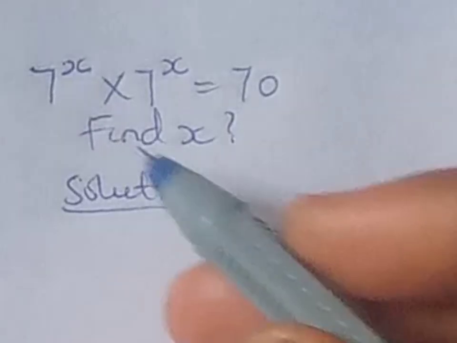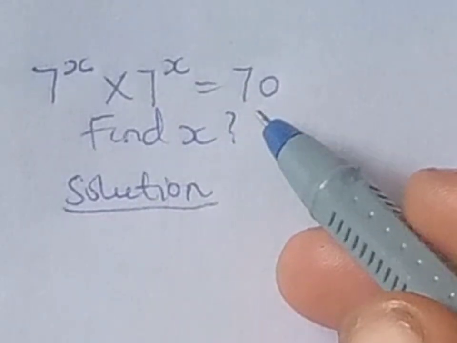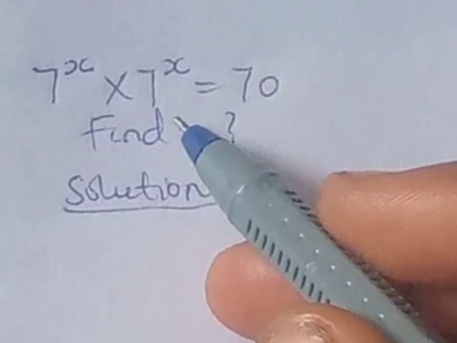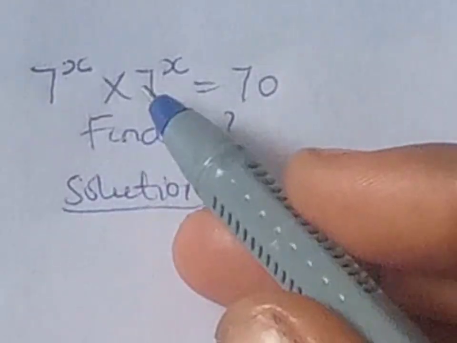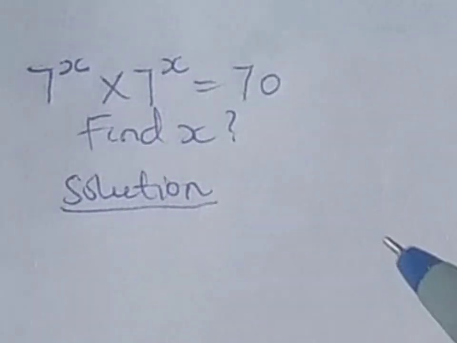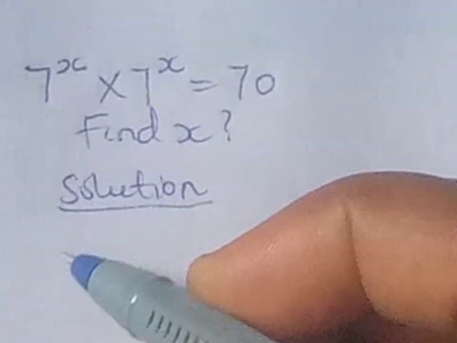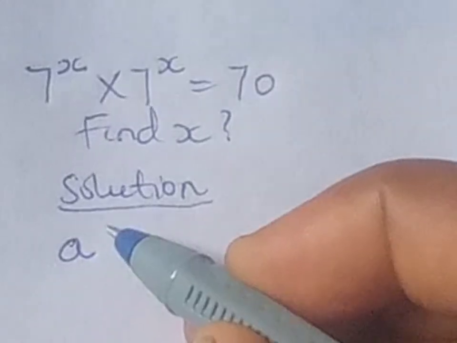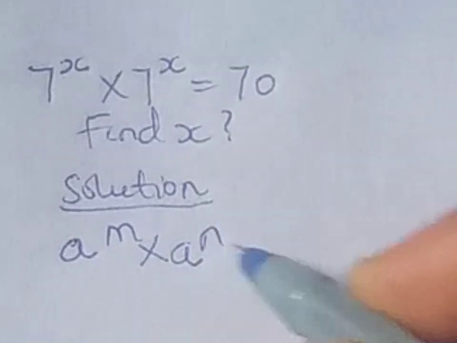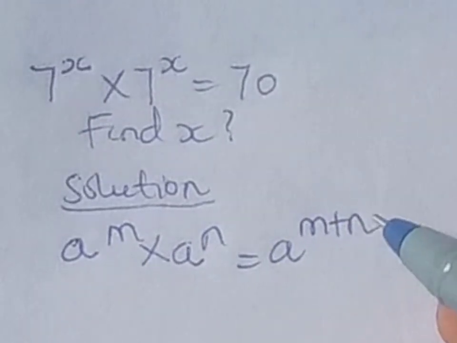The first thing is, let's understand what this question is all about. Notice that both factors here have the same base, and whenever two powers have the same base and are multiplied, then we have to add their exponents. The exponent rule says a raised to the power of m times a raised to the power of n equals a raised to the power of m plus n.